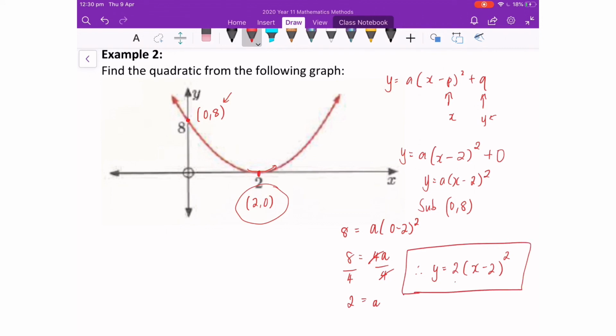So 2 is my dilation factor, which you can't work out from the graph, which is very important for why you need to substitute this coordinate, or any coordinate that you're given, into the equation to find out that a, because we can't always assume that it's 1. You can't just look at a graph and figure that out. So it's important that you actually work that out using a coordinate. And we substituted our turning point in as well. Okay.